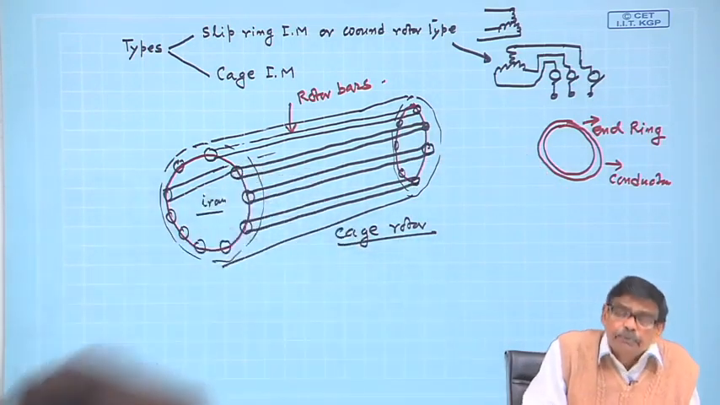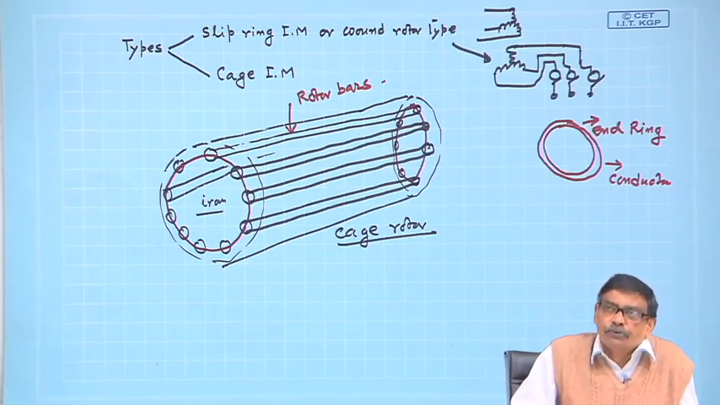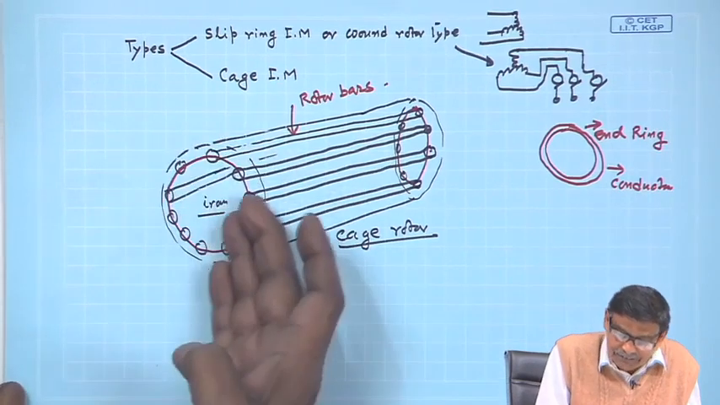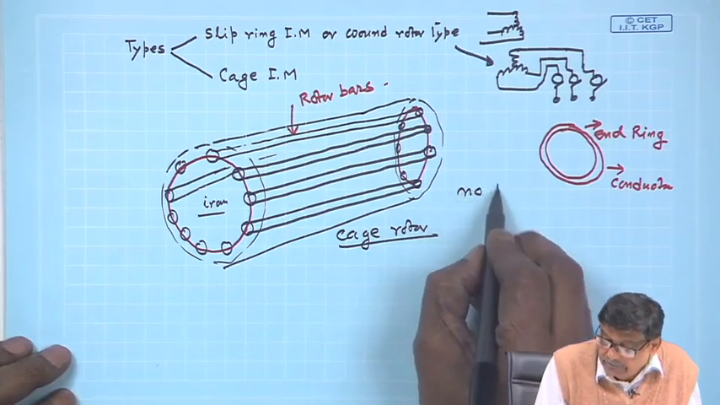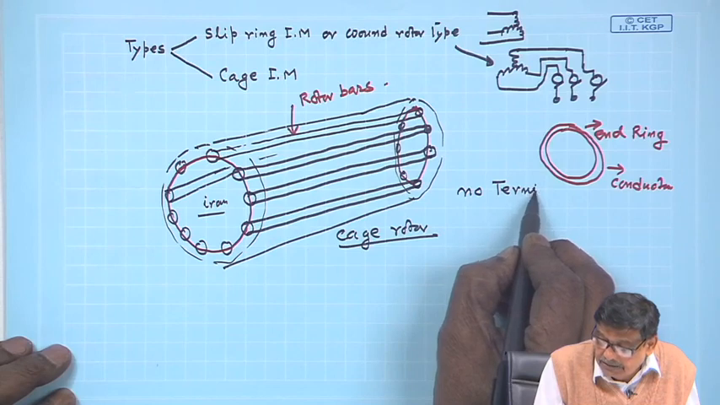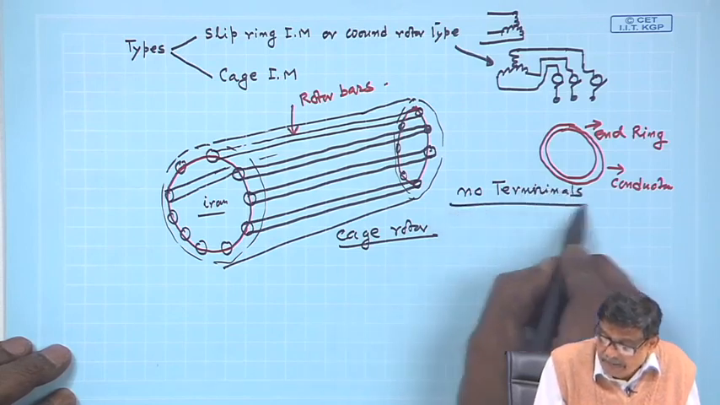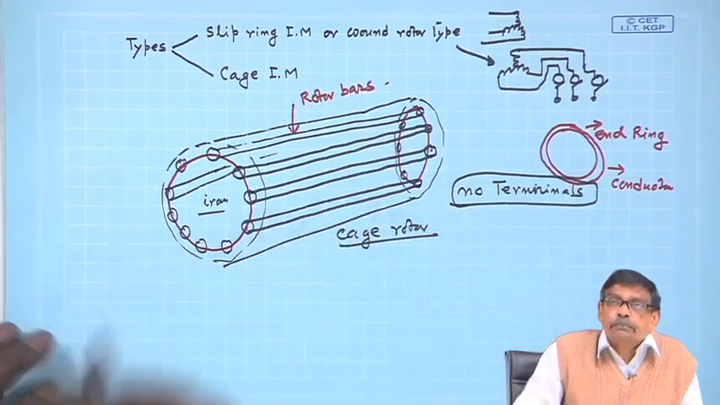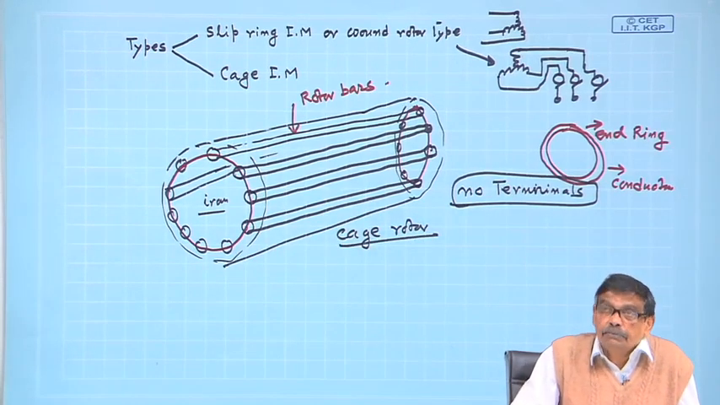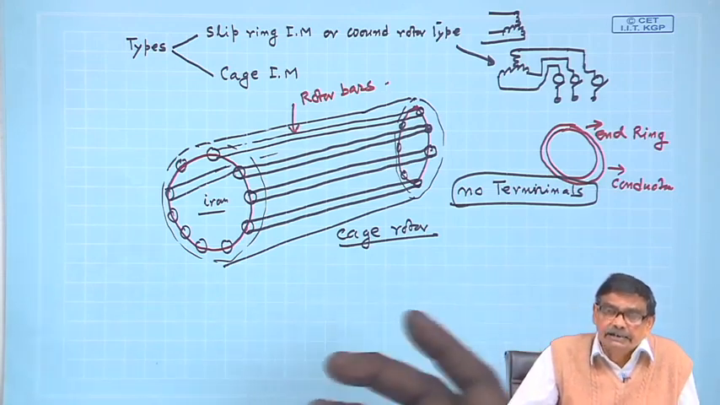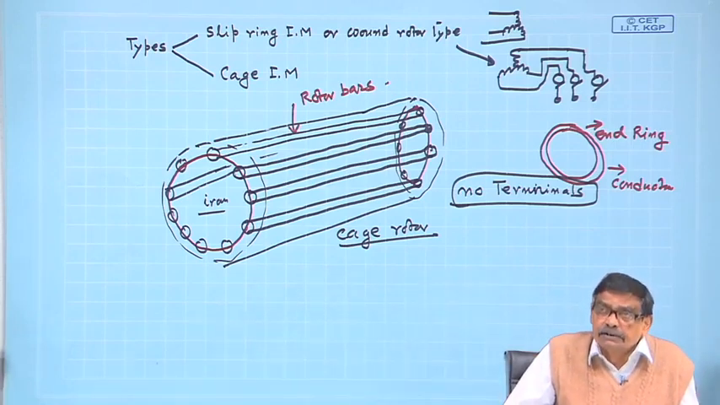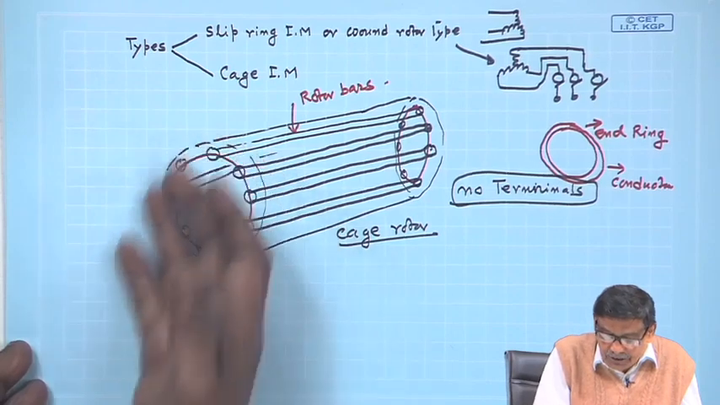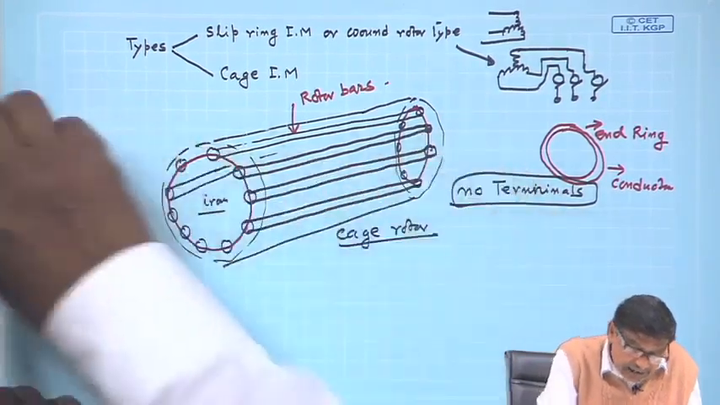And of course, in this type of construction, no point in asking for rotor terminals, because everything is shorted, this side, that side, so which point to take? So, no rotor terminals. This is very important. Unlike a slip ring induction motor, where rotor terminals are available to connect something, in a cage induction motor this is out of the question. There is no point connecting external resistance in a cage rotor, because I do not know what to connect, everything is shorted at both the ends. So, these are the end rings.